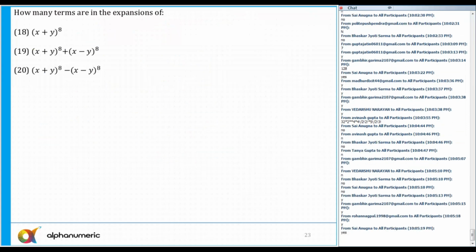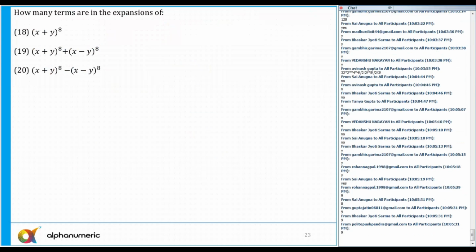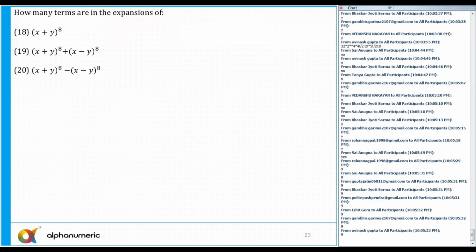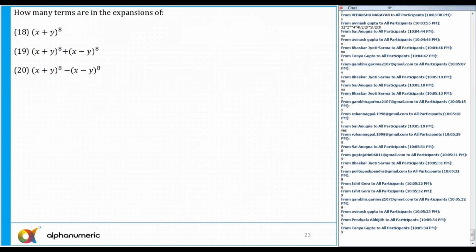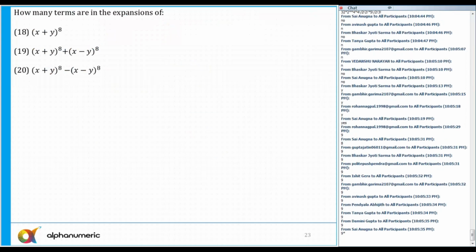Now, tell me the answer of this. What is the answer for 18? What is the total number of terms in the expansion of x plus y raised to power 8? That's right. The answer is simply equal to 9. So the answer for question number 18 is 9. Perfect.